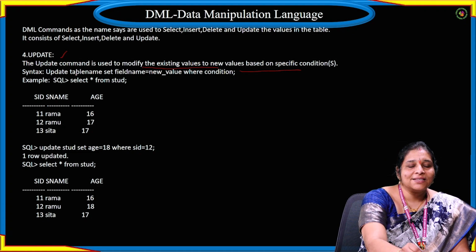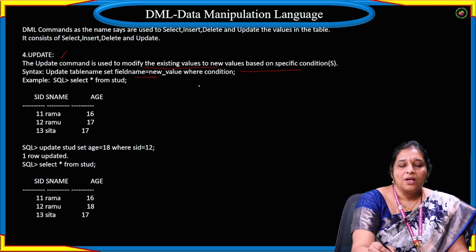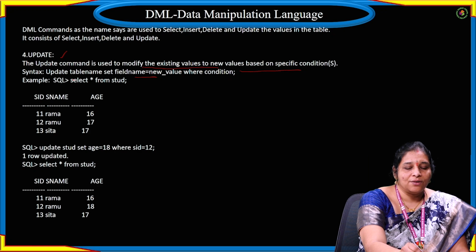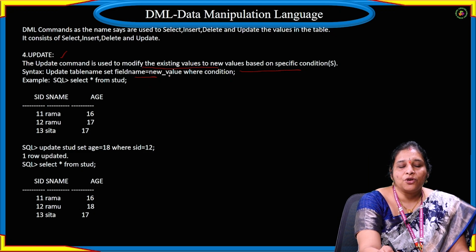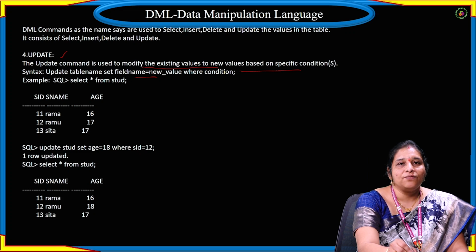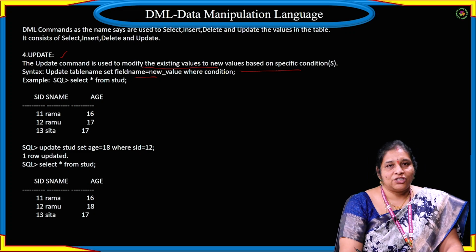And the syntax is update table name set field name is equal to new value where condition. So here update is the keyword followed by the table name. Set is again a keyword. Here we are going to modify whatever value you want to modify, that you have to specify on the right hand side. Underneath which field you want to modify, that field name you have to specify on the left hand side. Then where, the condition.